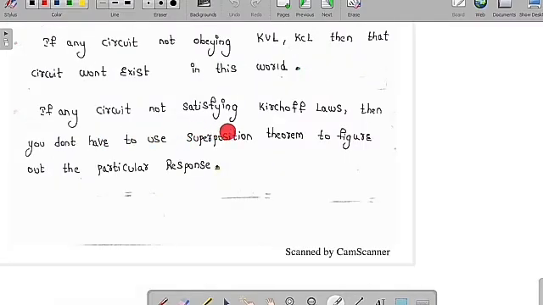If any circuit does not satisfy Kirchhoff's laws, then you don't have to use the superposition theorem to figure out a particular response. If any circuit does not satisfy KVL or KCL, then it indicates that we can't build that circuit physically. So you don't have to apply any theorems to solve the question. Always, if you can physically build a circuit, then only go for the analysis part. Otherwise, you don't have to go for the analysis part.